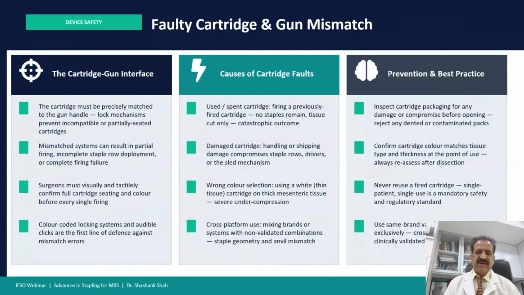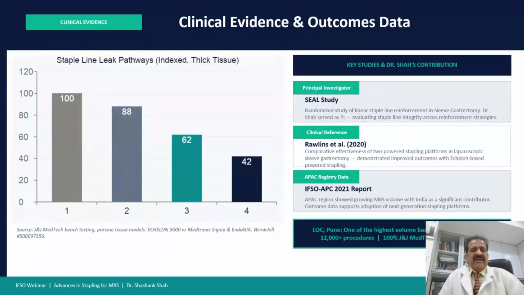Mismatched systems can result in partial firing or misfiring, and incomplete staple row deployment. So one surgeon has to make sure that the cartridge locks in with a click, the choice of cartridge is perfect, and the same company or the same brand of cartridge is used. That can probably prevent most of the accidents. Very few accidents, maybe one out of 10,000, but it can very easily be managed if the suturing and the knowledge of stapling is very advanced.